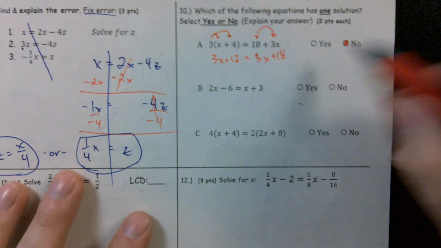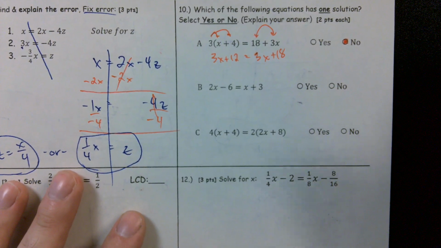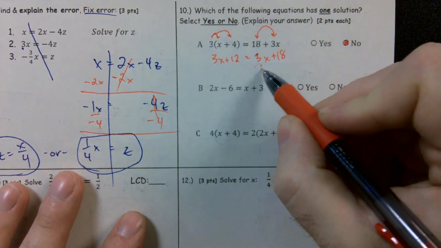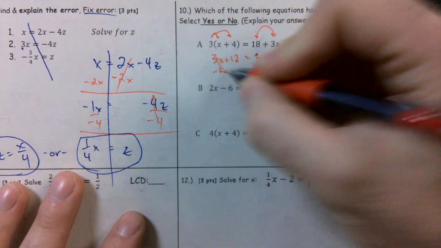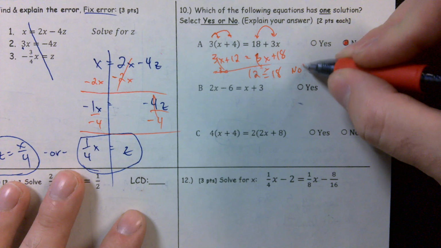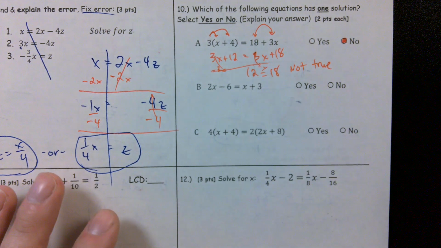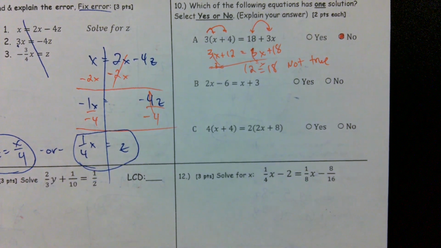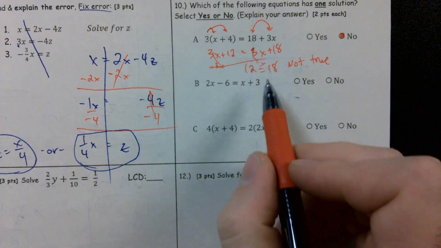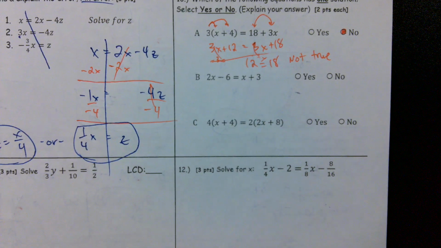How do we know that this has no solution? If you subtract 3x from both sides. That's right. If we were to subtract 3x from both sides, we're left with the statement 12 equals 18. That is not true. So when it says explain your answer, you could write a quick little sentence, or you could just solve it and show me that you got a false statement.